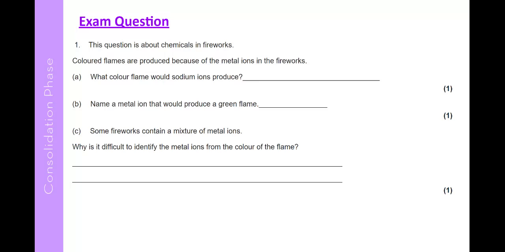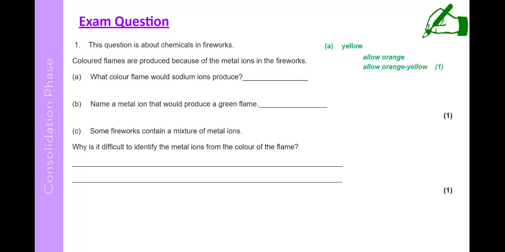Right, number 1. What flame would sodium ions produce? What colour? Yellow. Guys, they would have allowed orange. They would have allowed orange, red, yellow. Kind of them. B, green flame. Should have been copper.